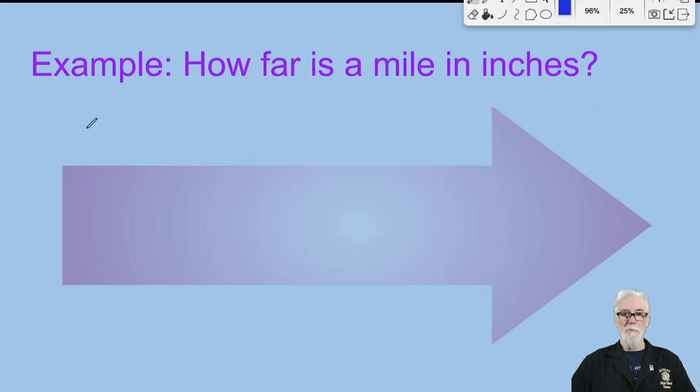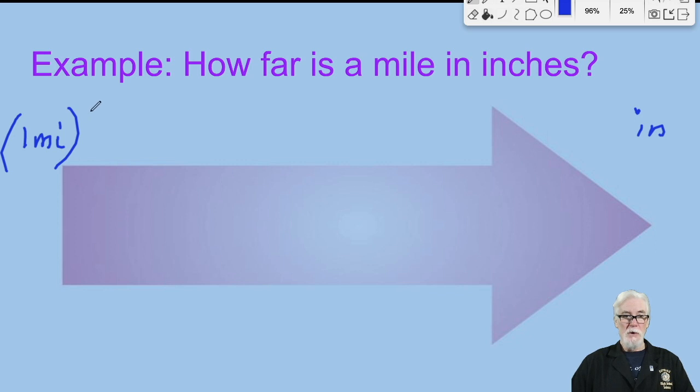Let's look at another example. How far is a mile in inches? So again, we'll start out with our beginning point. What do we know? 1 mile. And then we know that we're going to multiply by 1 as many times as it takes to get our answer to have a unit of inches.